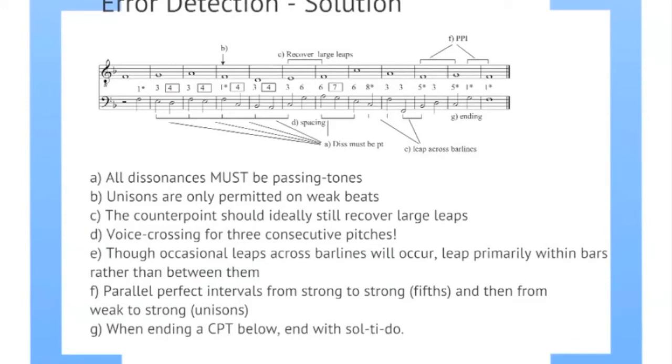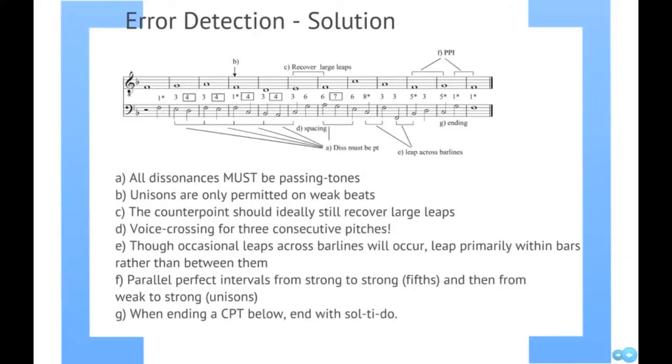So here's the solution. And as you can see, there are a number of dissonances that have not been treated as passing tones. They've all been circled. Also, one thing that I didn't mention earlier is that unisons are permitted in second species, but only on weak beats. And I would limit the number per exercise because the voices lose their independence when you start to incorporate too many unisons.